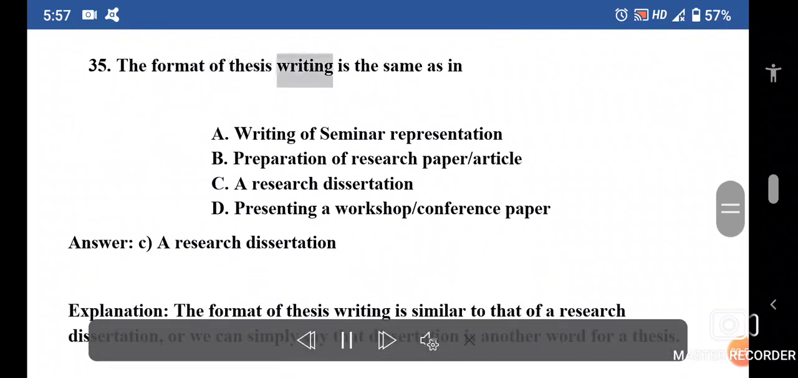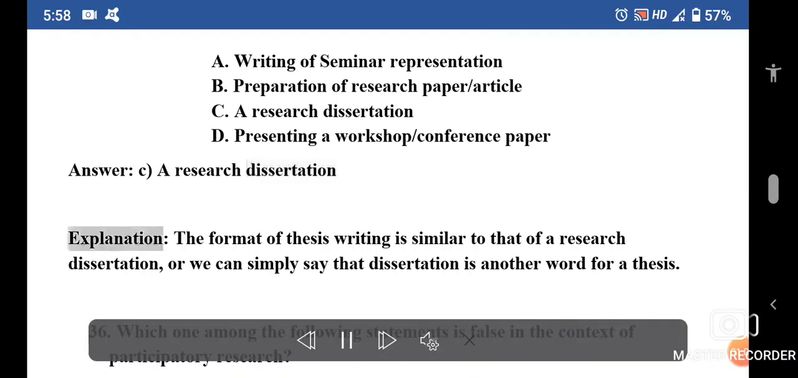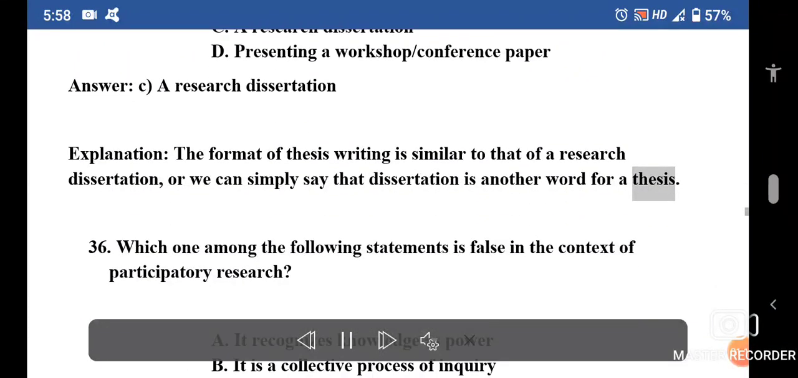The format of thesis writing is the same as in writing of seminar representation, preparation of research paper article, a research dissertation, presenting a workshop conference paper. Answer C. A research dissertation. Explanation: The format of thesis writing is similar to that of a research dissertation, or we can simply say that dissertation is another word for a thesis.